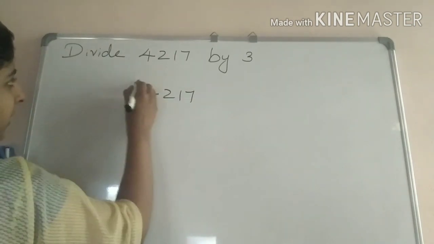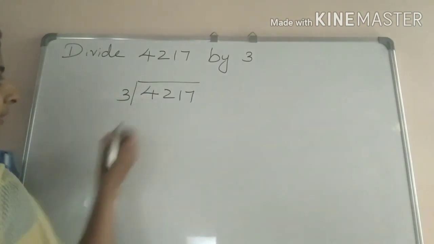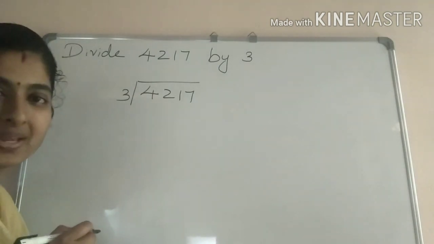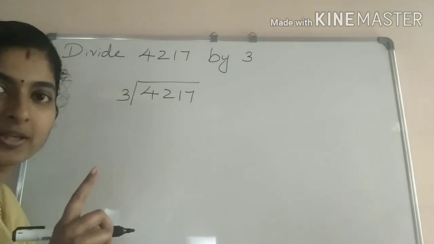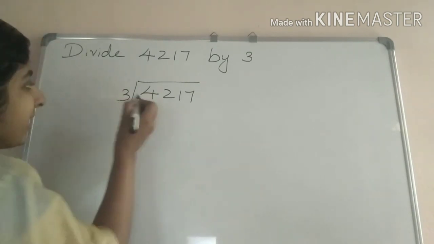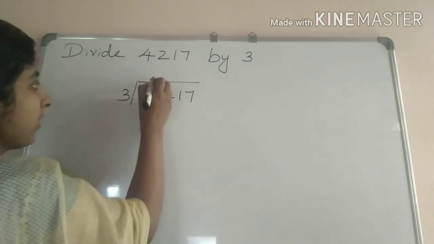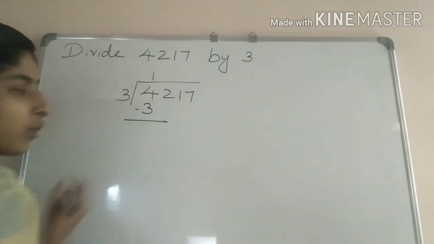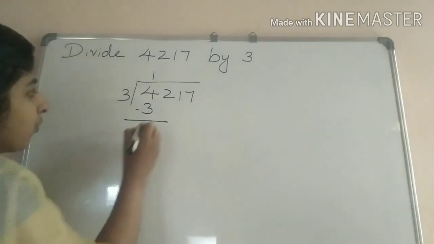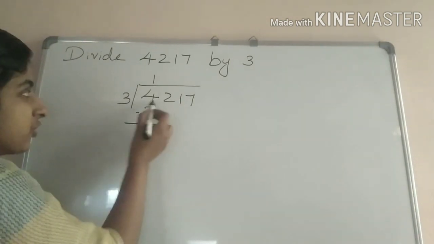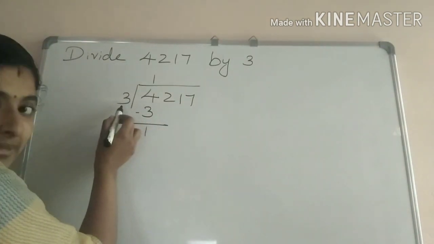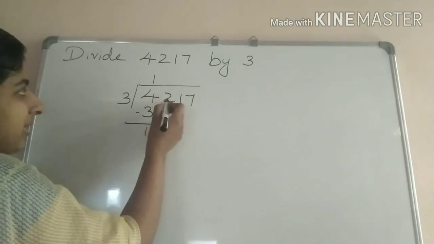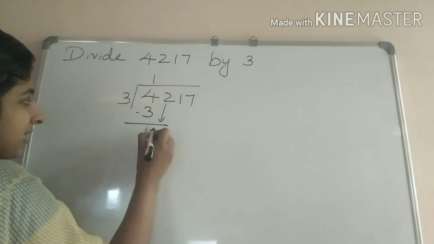4217 by 3. First we take this 4. That is, 4 has how many 3's? 1 3 is 3. 2 3's are 6. Here only 4. So we take 1 3 is 3. This 4 minus 3, 1. 4 is not completely divisible by 3. This one also with regrouping. Then this 2 is here.